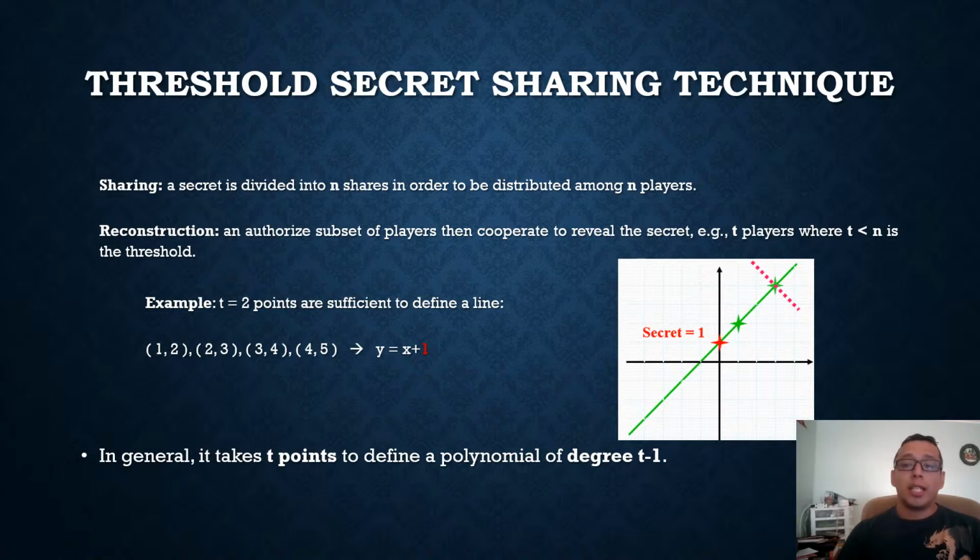We can see here an example where the threshold is 2, and that means we will need 2 points to recover a secret value. So 4 points are given. If we use a Lagrange interpolation, we can define the line, and in the line we will find the secret. In this case it is 1, the constant term. So in general, it takes t points to define a polynomial of degree t minus 1.